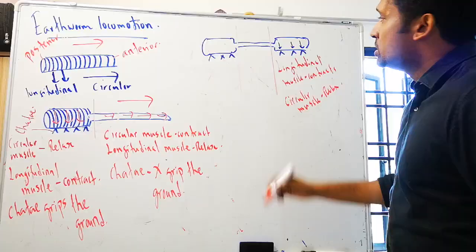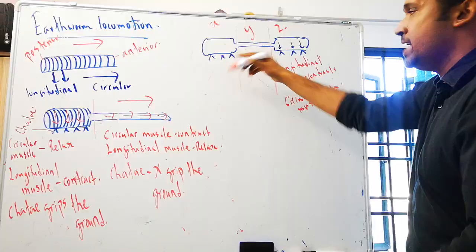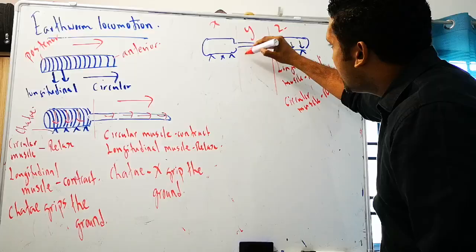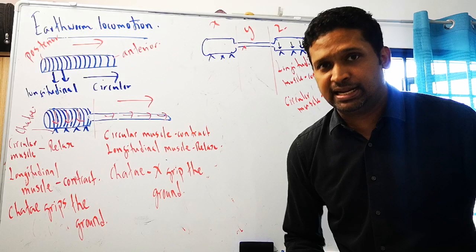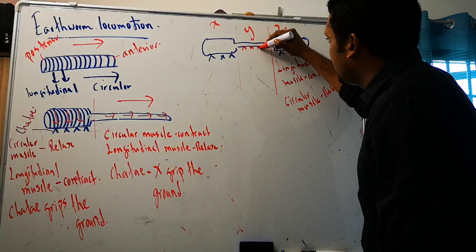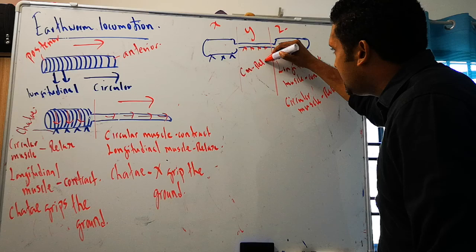Okay, so let's just go X, Y, Z. X and Z will be the same story. Why is there chaetae here? I'm not saying there is no chaetae. The chaetae is still there, but the chaetae is not gripping the ground. So when the chaetae is not gripping the ground like this, the circular muscle contracts.